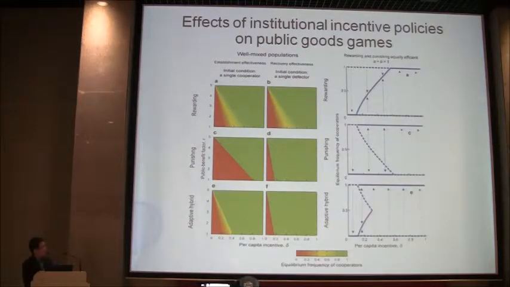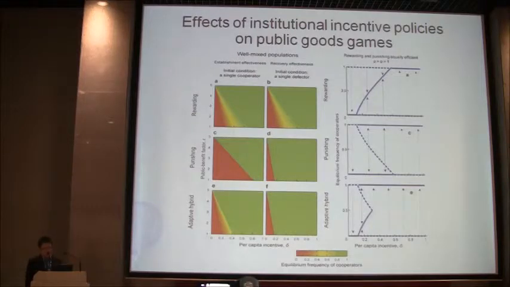Under the pure partition, there also exists an interior equilibrium, but it's not stable. So the system is bistable, and accordingly the outcome can be influenced by the initial condition. Under the adaptive hybrid policy, the system has two interior equilibria, and the one with a small fraction of cooperators is stable.